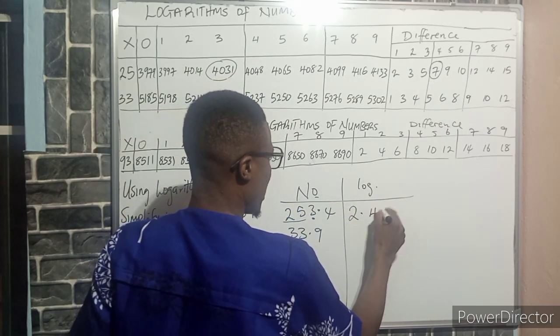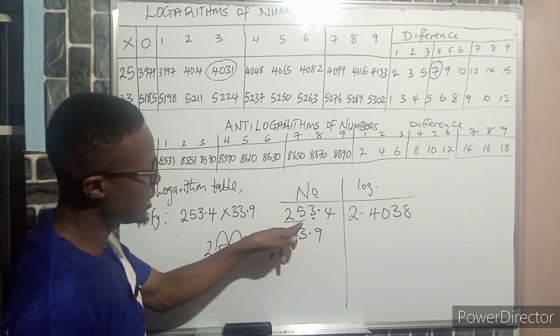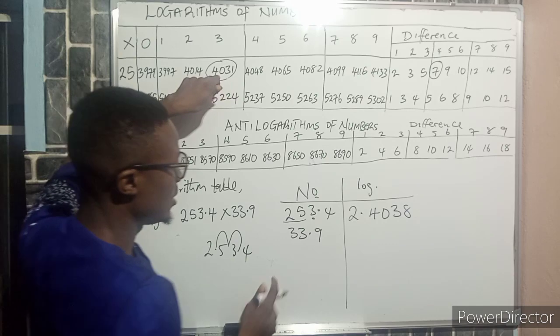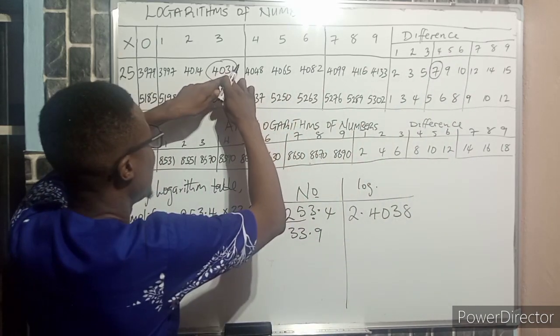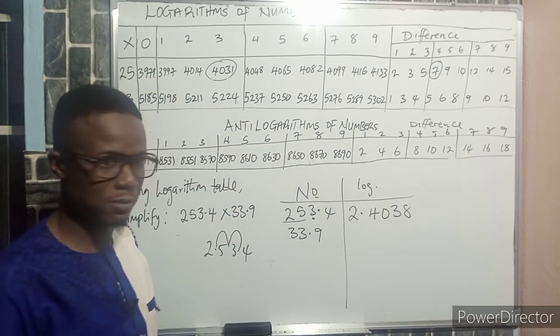It will give us 4038. So you look for 25 under 3. Then difference 4. Look at difference 4, which is 7. Add together, you get 4038. That is for the first number.